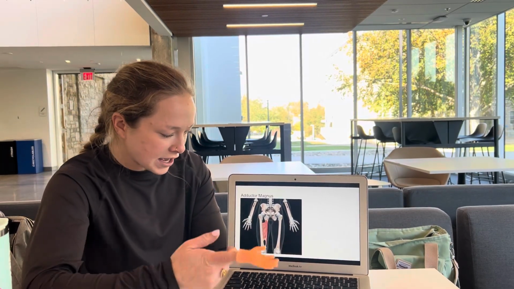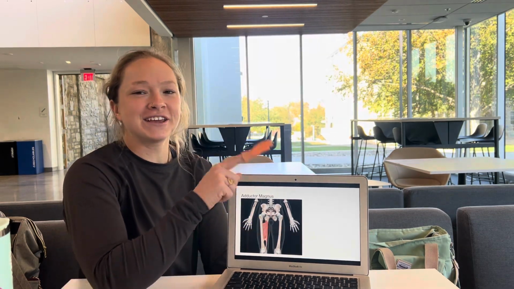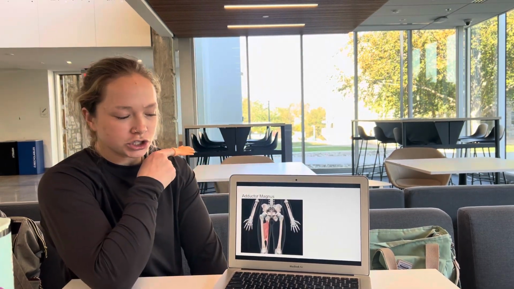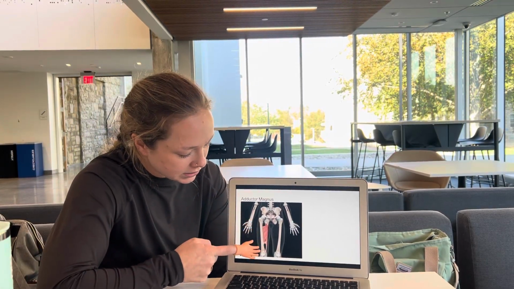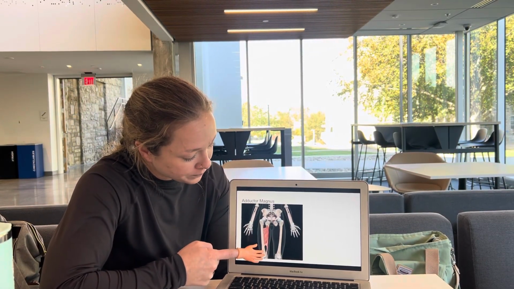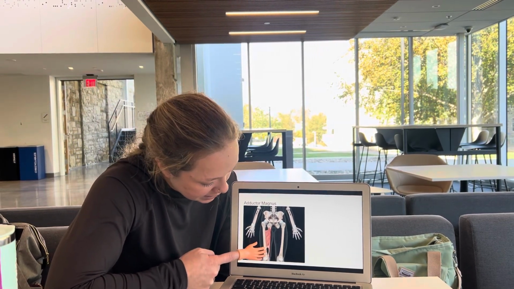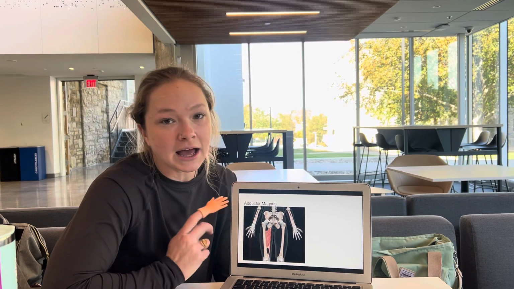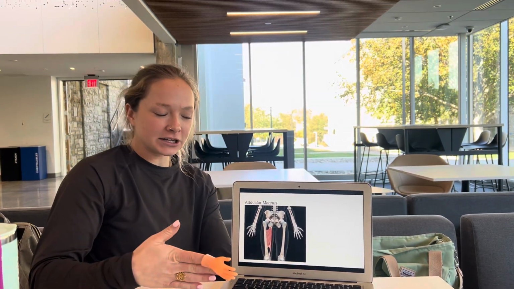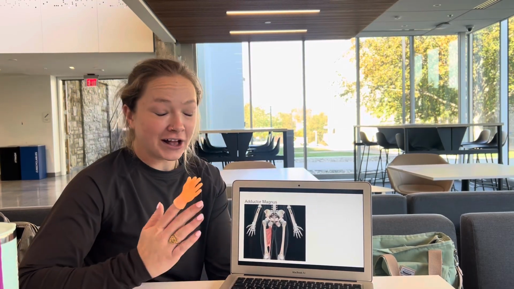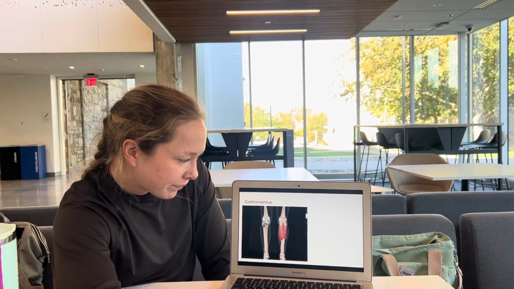Adductor magnus. Adductor magnus is going to originate from our inferior pubic ramus over to our ischial tuberosity, and then it's going to insert down the linea aspera on our medial supracondylar line, and then down it's going to skip that adductor hiatus and insert onto the adductor tubercle. Its actions are going to be hip adduction, hip flexion, and hip extension because it's double innervated there.